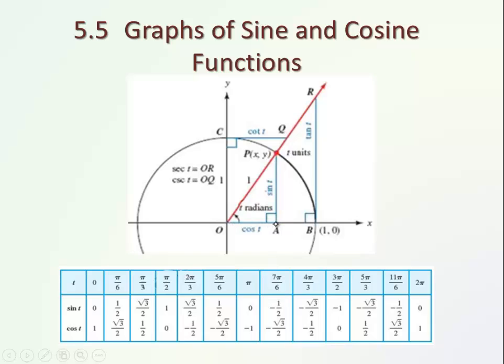The second function, cosine, assigns the value of the x-coordinate of the point to every angle t. So the shape of cosine can be seen on the next applet. However, this applet is built a little bit differently.